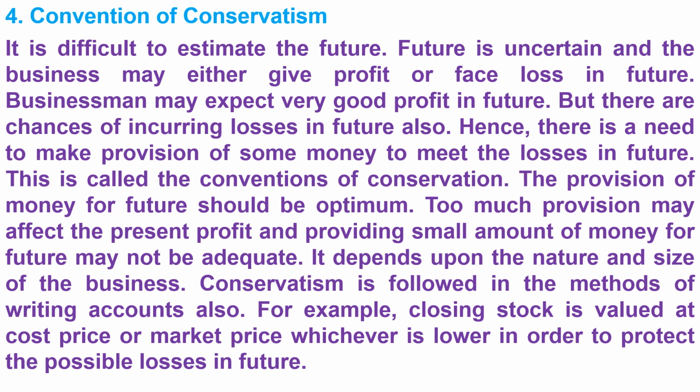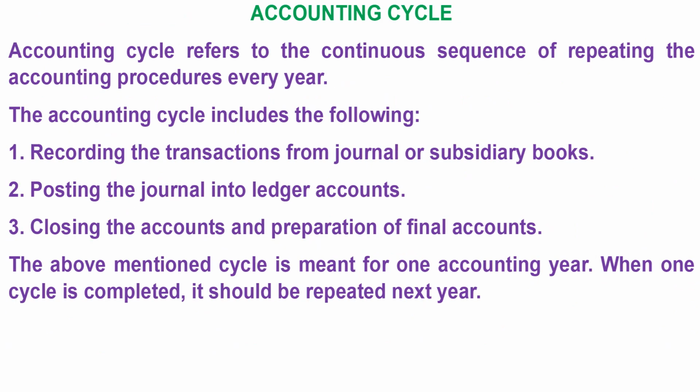The provision of money for future should be optimum. Too much provision may affect the present profit, and providing small amount of money for future may not be adequate. It depends upon the nature and size of the business. Conservatism is followed in the methods of writing accounts also. For example, closing stock is valued at cost price or market price, whichever is lower, in order to protect the possible losses in future.